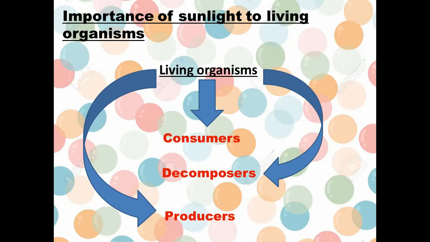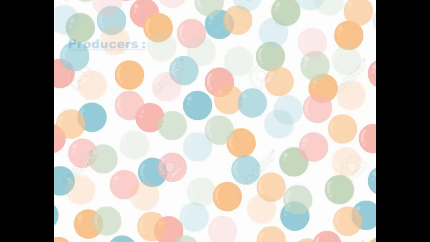So again, we will divide the living organisms into three types: producers, consumers, and decomposers. We will start with what is the meaning of producers.